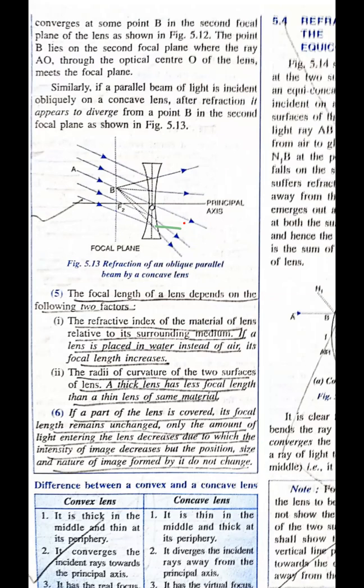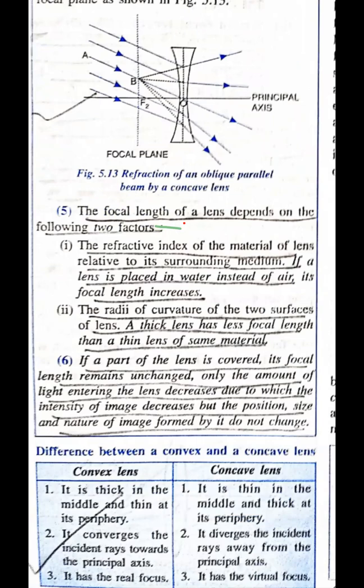The focal length of a lens depends on the following two factors. Two factors are responsible for the focal length. First, the refractive index. What is the material the lens is made of, whether it is glass or quartz or any other such kind of material. The refractive index of the material of the lens is relative to its surrounding medium. If a lens is placed in water instead of air, its focal length increases. If the medium is denser, the focal length will be more. Because if water is used as the medium instead of air, the medium is denser now, which means the focal length will be increased.